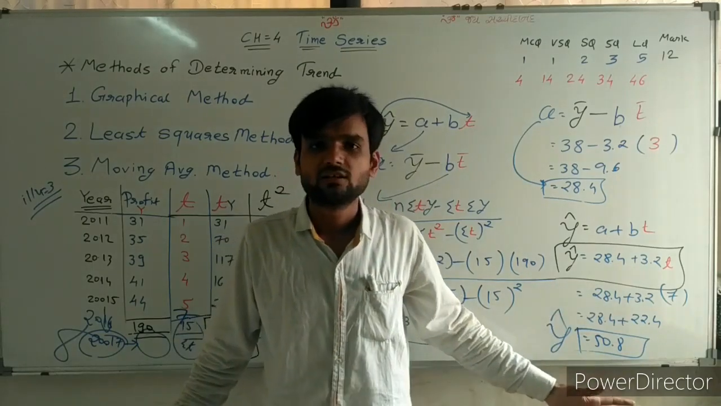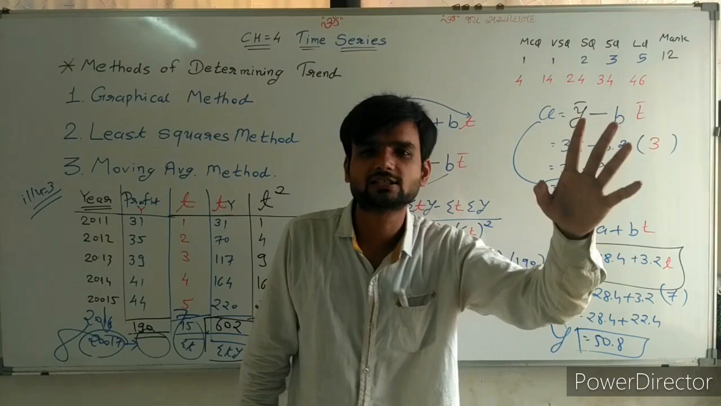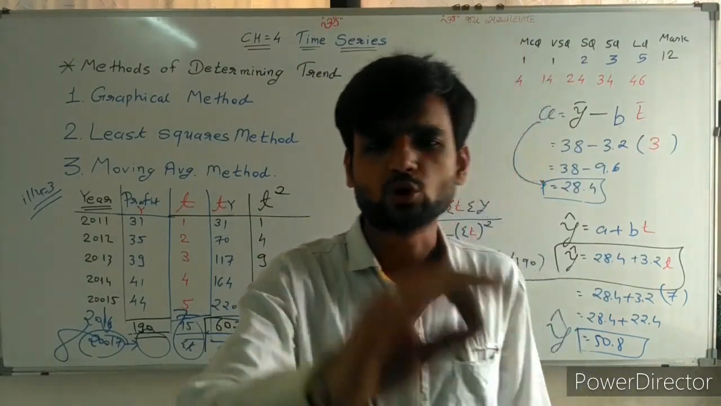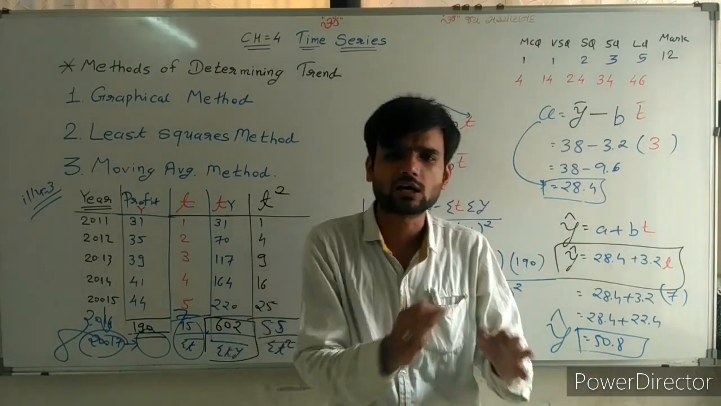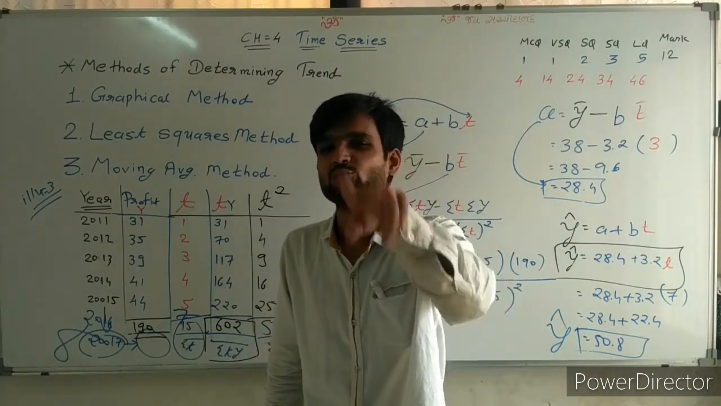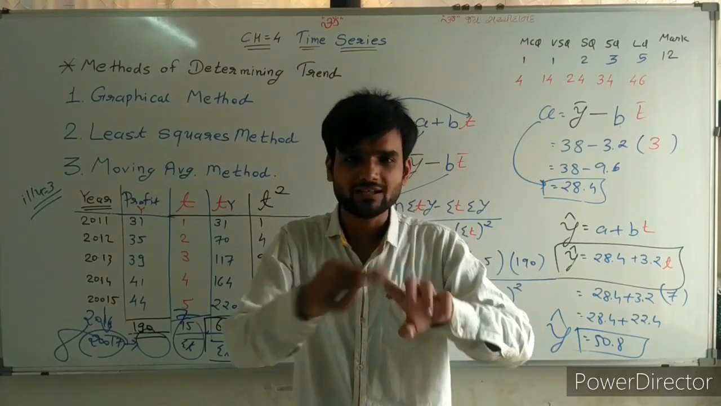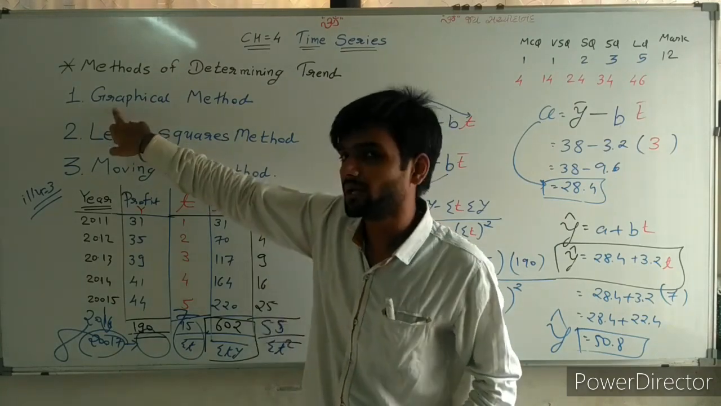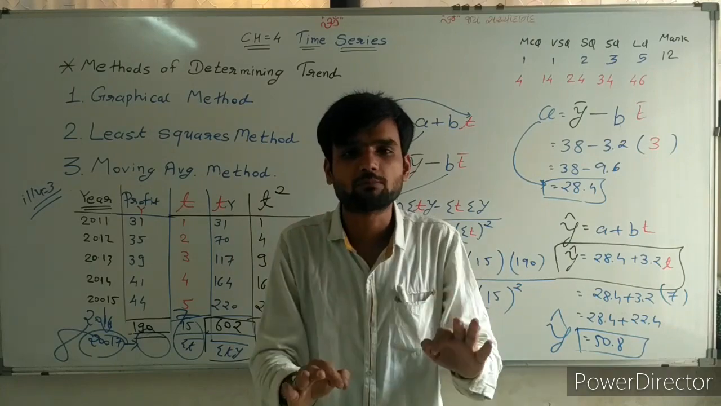This is the question. It will be asked 100% in your examination. 100%. So don't worry, be happy. Chapter number 3 and 4 both are the same. Now you can do two exercises fully: exercise 4.1 and exercise 4.2. Graphical method, least square method. Clear. 100% completed.